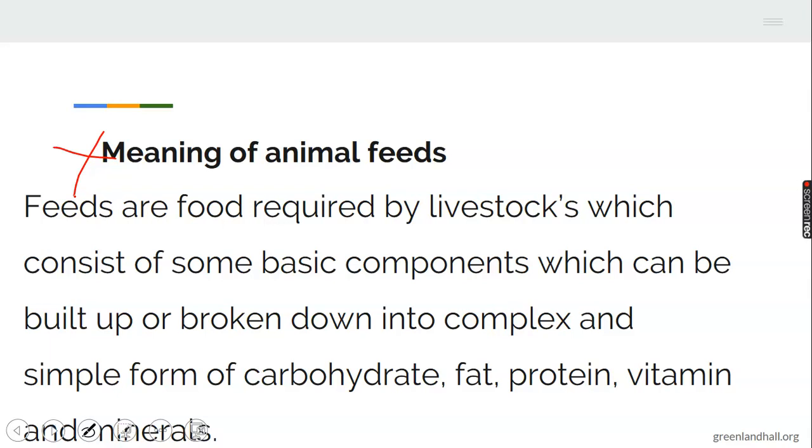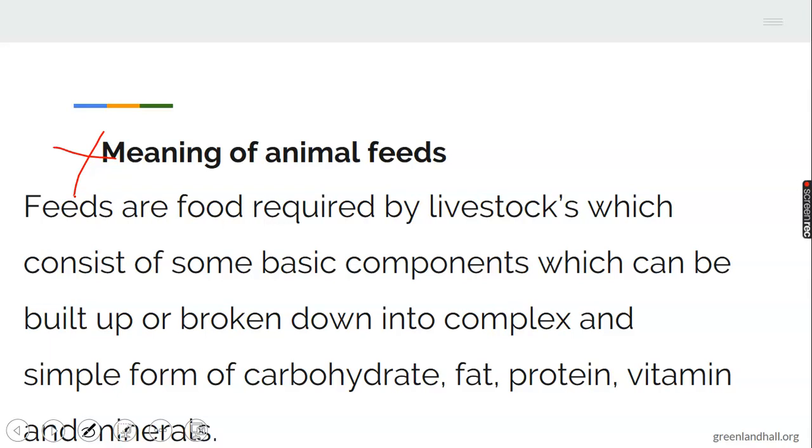As such, we define fish as food required by livestock, which consists of some basic components which can be built up or broken down into complex and simple forms of carbohydrates, fat, protein, vitamin, and minerals. Take note of the definition. It's a very simple definition. Food required by livestock, which consists of some basic components which can be built up or broken down into complex and simple forms of carbohydrates, fat, protein, vitamin, and minerals.